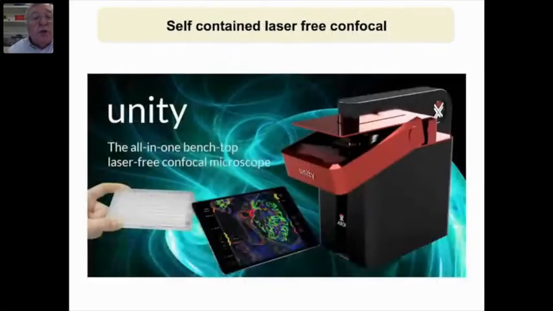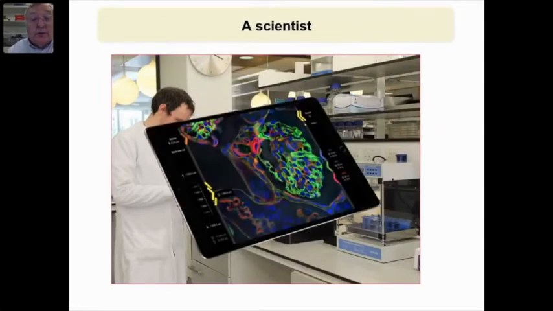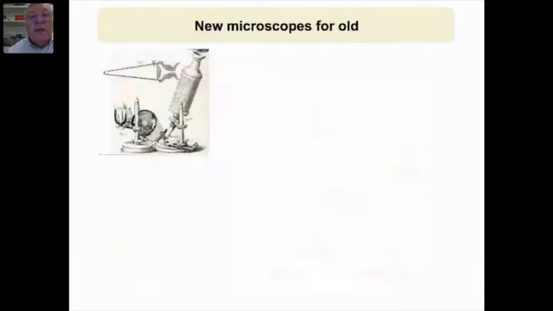Pip mentioned the Unity, the laser-free confocal, so I shan't speak about that anymore, other than to say here is a scientist in a white coat using it, and the whole thing is controlled, as she said, from this tablet. So, new microscopes for all.